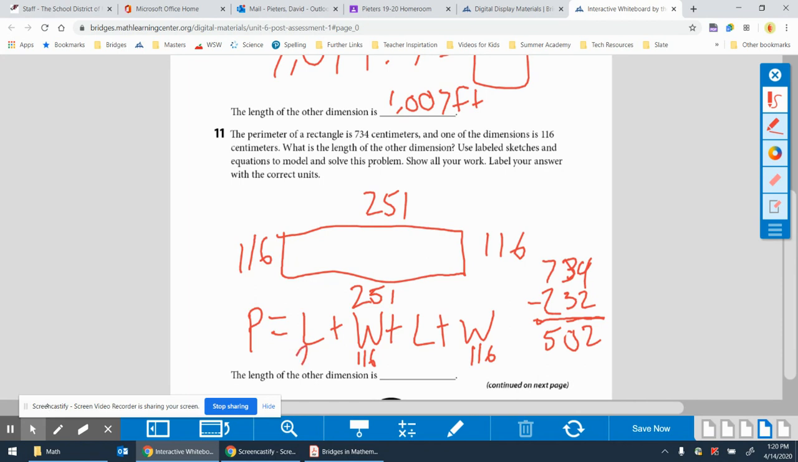Now if we put our stuff in the equation, we have 251 plus 116 plus 251 plus 116. Okay. So we go back. All of those add up to our 734. So we are done with our work. But our answer, what is the length of the other dimension? We knew the 116. The other dimension is 251, and that is centimeters. 251 centimeters.